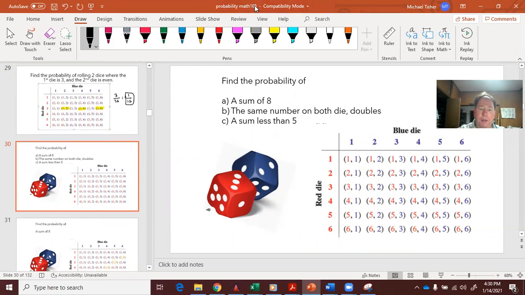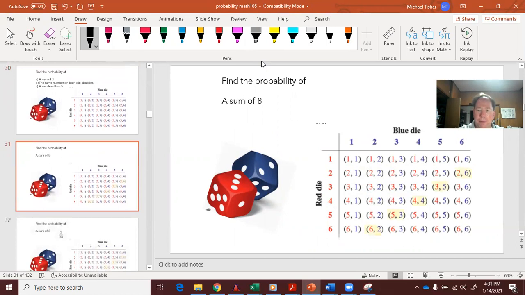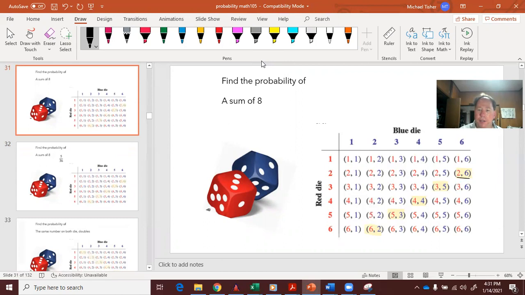Given that we roll a blue die and a red die, what's the probability that the sum is 8? Well, let's see. We have 2 and 6. 2 plus 6 is 8, so that works out. So if I roll a 2 on the red die and a 6 on the blue die, that works because 2 plus 6 is 8. Remember, sum means plus. How else can we do it? Well, we have 3 and 5, 4 and 4, 5 and 3. Now notice that 3 and 5 and 5 and 3 are not the same thing. And then 6 and 2. And so we have 5 out of 36 ways.